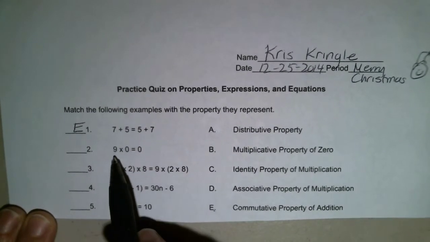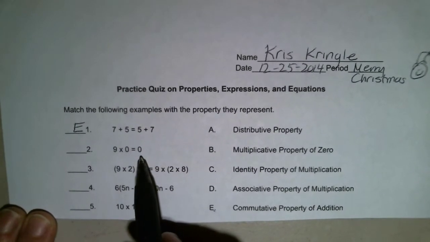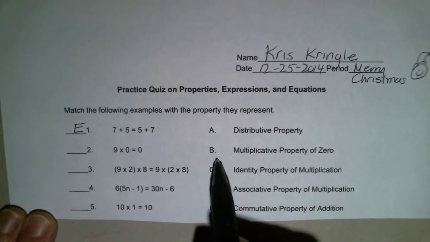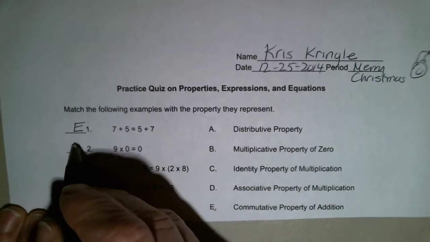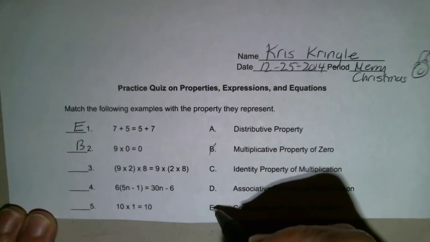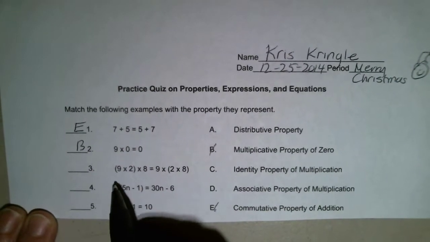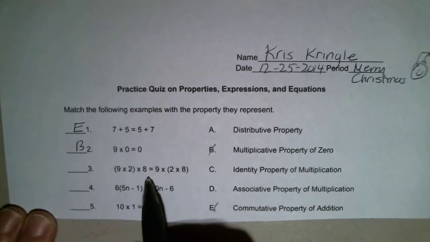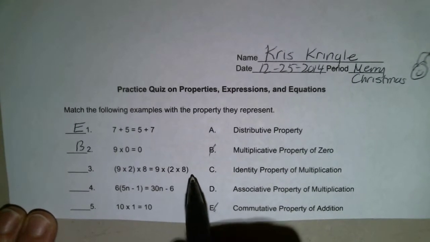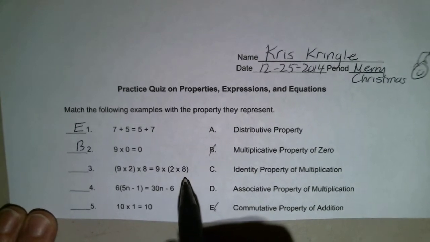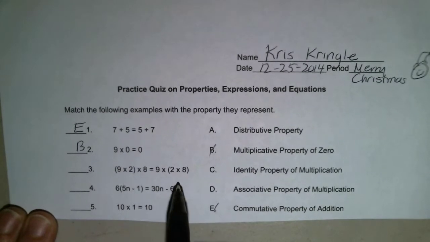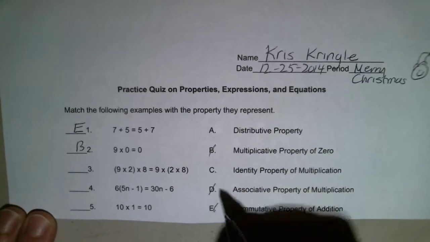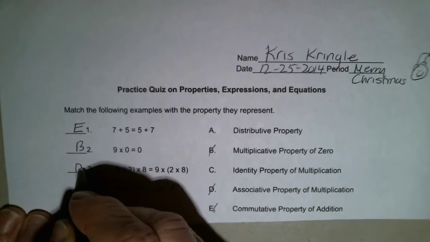Number 2, 9 times 0 equals 0. Anything times 0 equals 0, which is the multiplicative property of 0, B. 3. 9 times 2 times 8, with 9 times 2 in parentheses, equals 9 times 2 times 8, with 2 times 8 in parentheses. The parentheses have changed positions, so this is the associative property of multiplication, D.